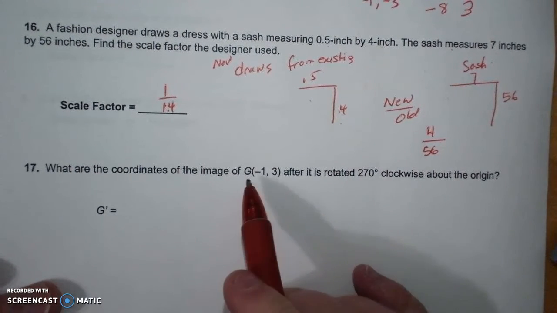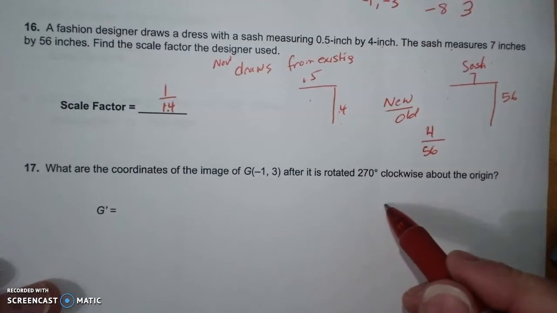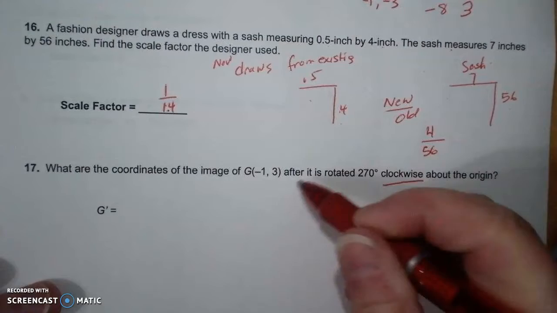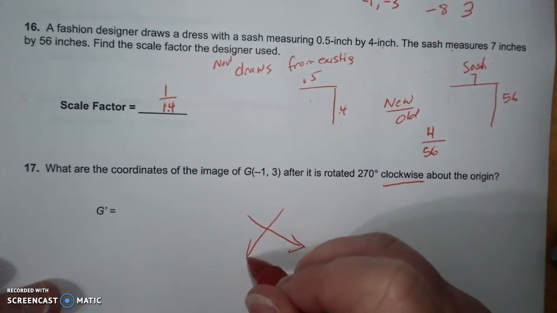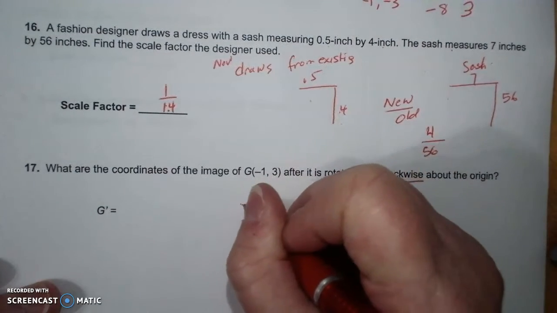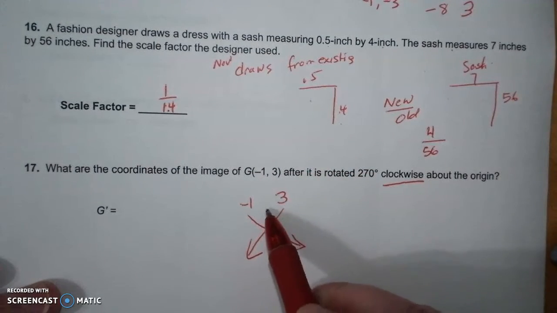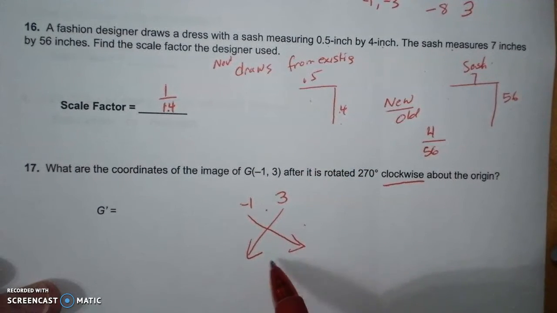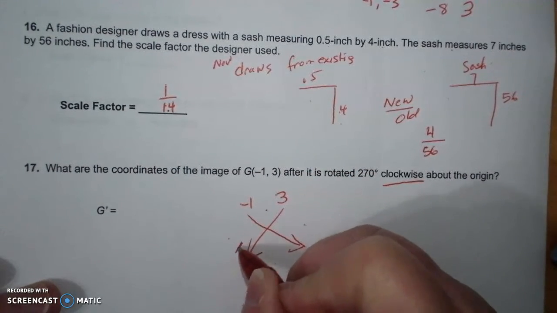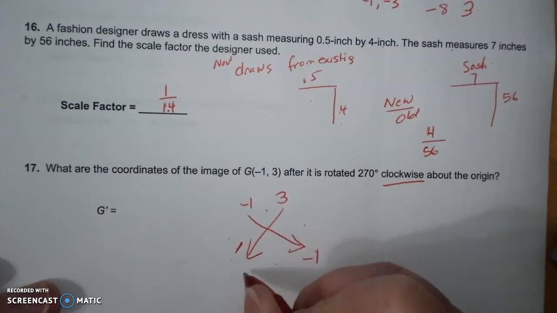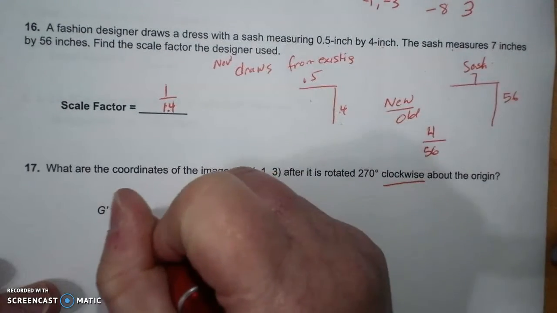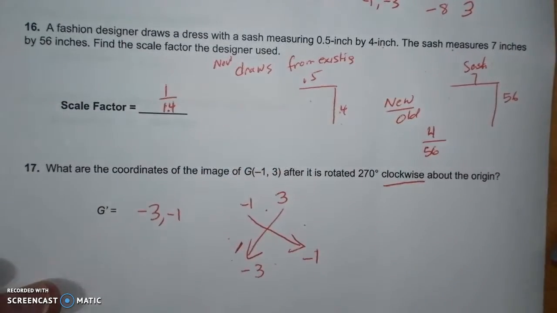What are the coordinates of the rotated 270 clockwise? So we know that it crosses. We know negative 1 goes here and 3 goes here. I go 90, 180, 270. He slides down with no change. He slides down with a sign change. Negative 3, negative 1.